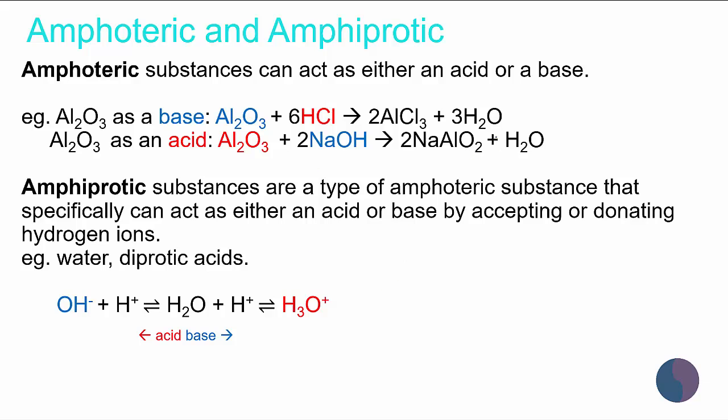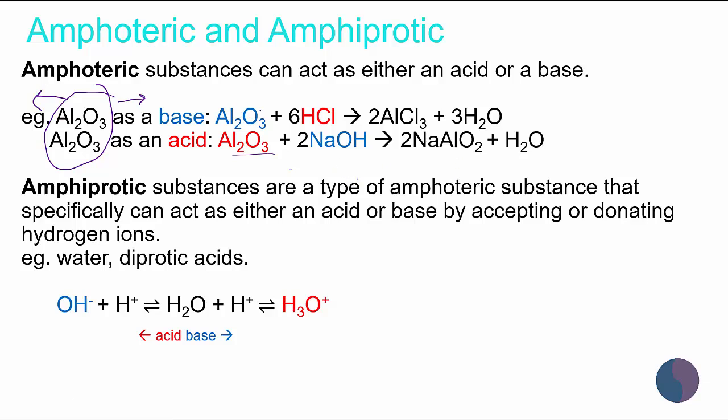Amphoteric substances are special substances that can act as either an acid or a base. Aluminium oxide in the middle of the periodic table on period 3 is well known because everything on the left is a metal oxide that reacts with water to make a base, and on the right-hand side are the non-metal oxides that react with water to make acids.